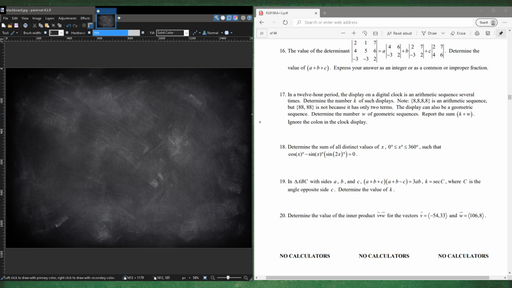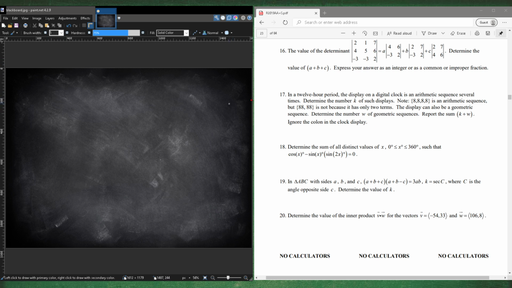Okay, 17. So in a 12-hour clock, the display on a digital clock is an arithmetic sequence several times. Determine the number k of such displays. So there's k amount of arithmetic sequences. They say in this note that if it's the same number, it's an arithmetic sequence, but if there are only two terms, then it's not. The display can also be a geometric sequence, and there's w amount of that. So then we have k plus w.